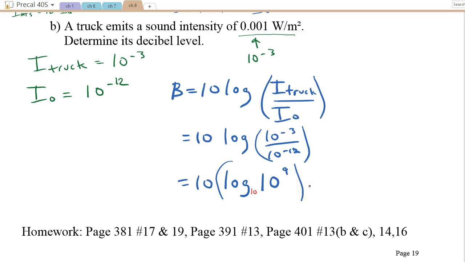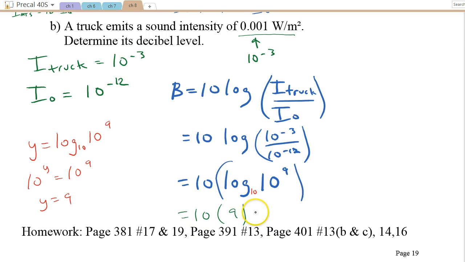But let's test it out anyway. So if I say y is equal to log base 10 of 10 to the 9, this 10 is my base, so 10 to the power of y is equal to my argument, 10 to the power of 9. So therefore, y is equal to 9. So looking inside of here, I can say that this is equal to 10 times 9. So my answer is 90. So beta is equal to 90, and it does have units, and they're called decibels.